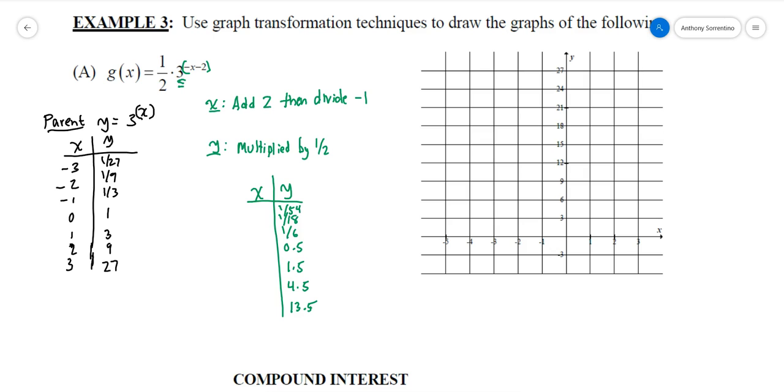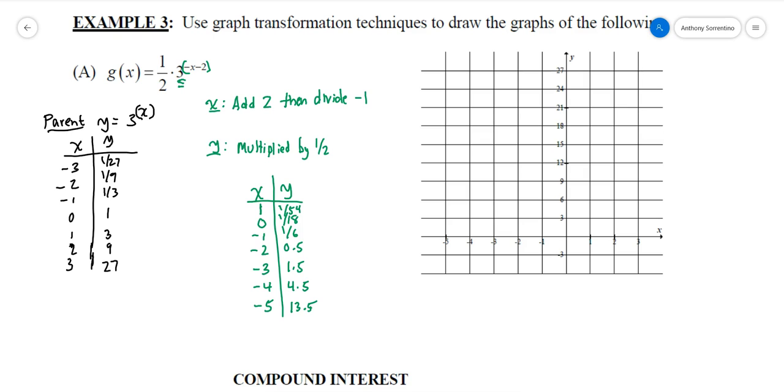So -3 plus 2 is -1. Divide by -1 is a +1. -2 plus 2 is 0. Divide by -1 is 0. -1 plus 2 is 1. We have -1. And all these are going to just kind of go, you kind of get the idea of what they're going to be along the way. So now I have what I can do to plot this now.